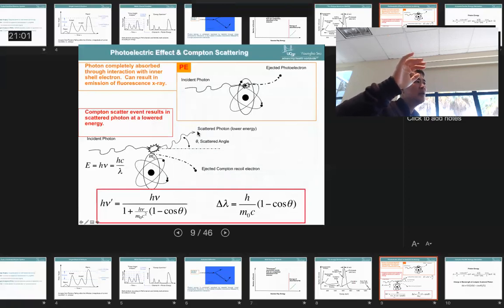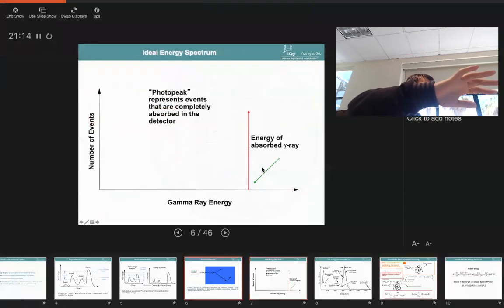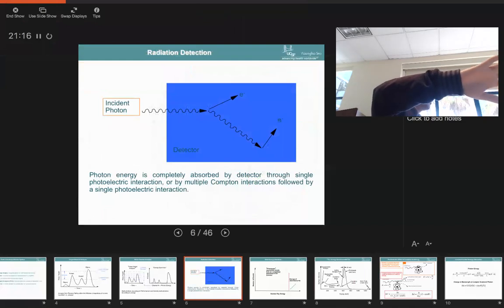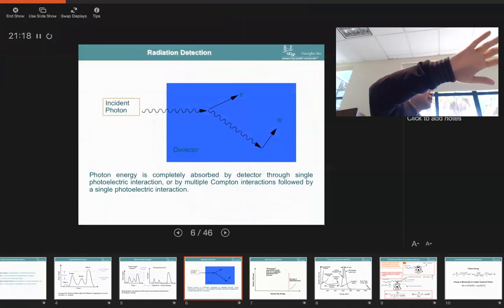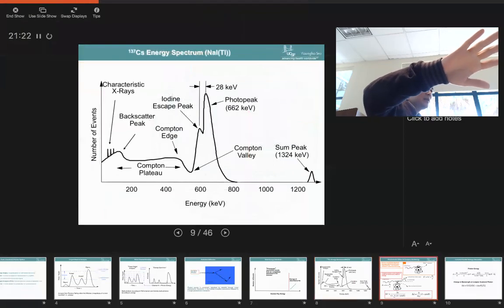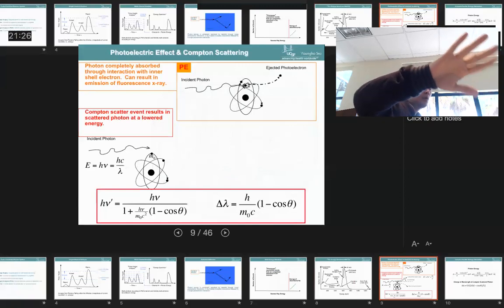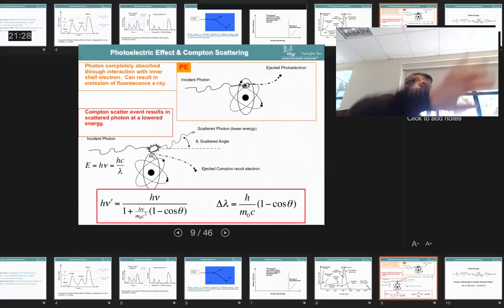So to be completely absorbed, this scattered photon should also go through either the photoelectric effect or Compton scatter, and then everything should be buried in the detector to have a pretty clean signal. But that's not what's happening usually. That's why there are some Compton-related spectral components. So we'll talk about it one by one.